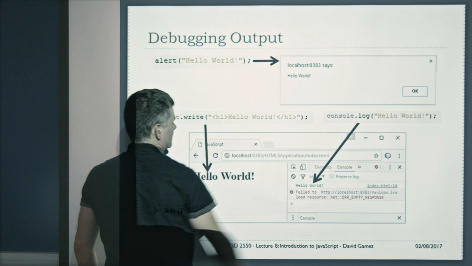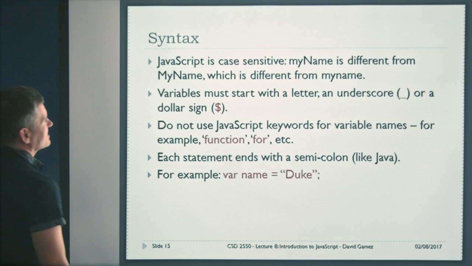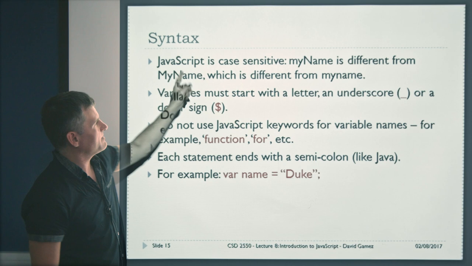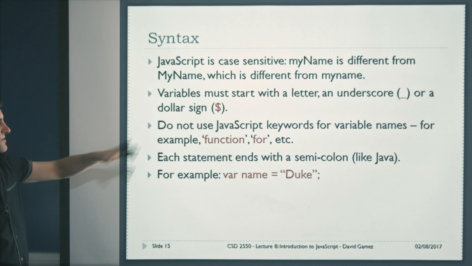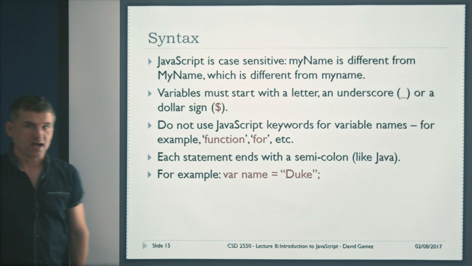So the syntax of JavaScript, it's case sensitive. So my name, written like that, is different from my name, which is different from my name. Variables must start with a letter, an underscore or a dollar sign, some PHP legacy there, I imagine. And don't use JavaScript keywords for variable names. You can't call your variable for, you're just going to confuse the interpreter.